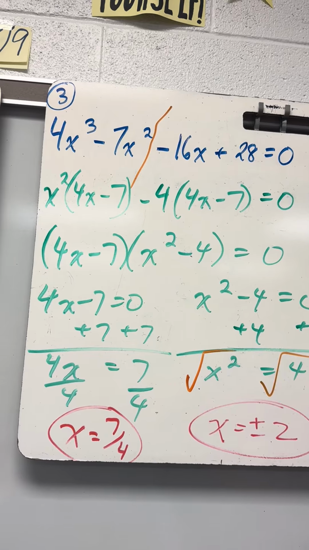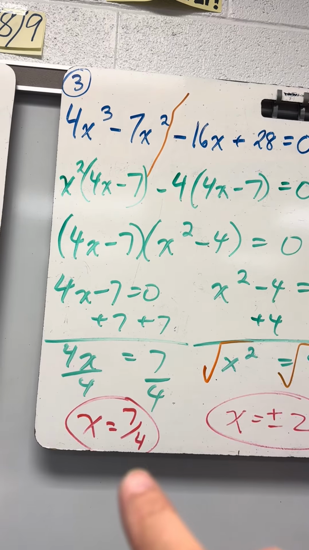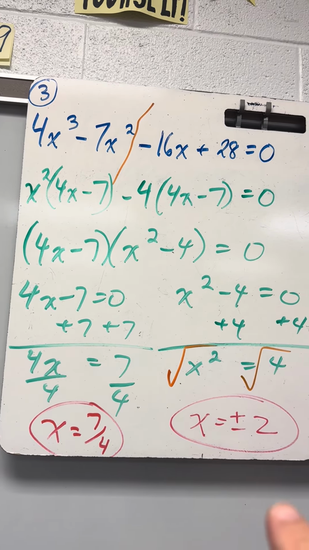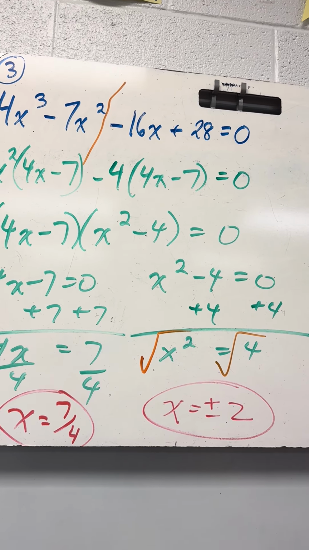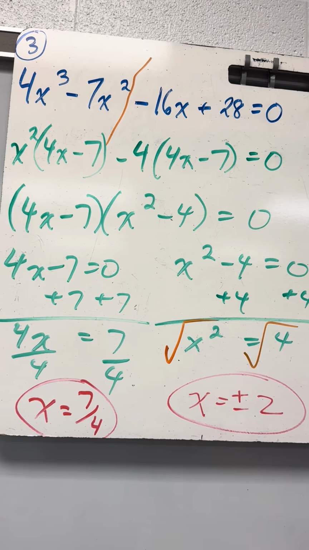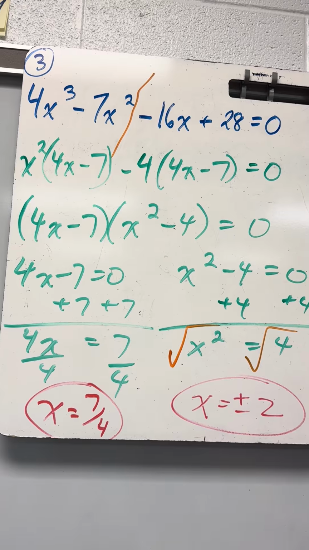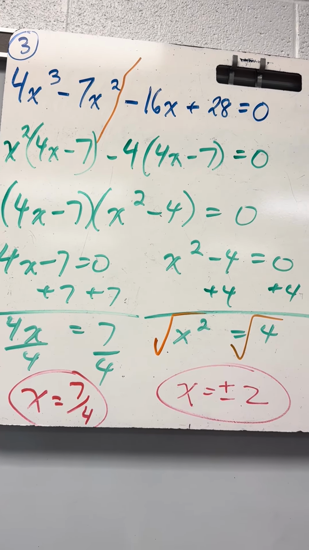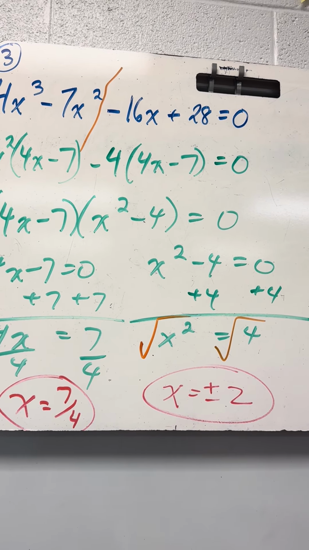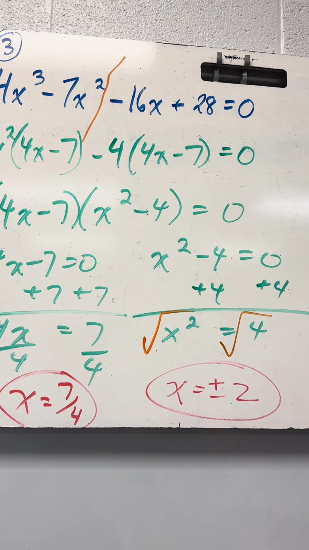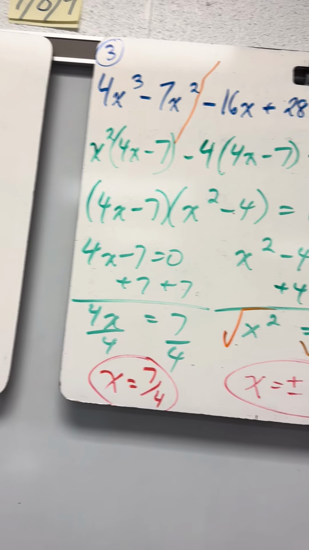So by the way, in Delta Math, you can type x equals 7 over 4, and then the other one, you hit the plus or minus button and type 2. Or you could say x equals 7 over 4, and then 2 more boxes where you have one x equals 2, and the other one is x equals negative 2. However you'd rather do it. Okay.